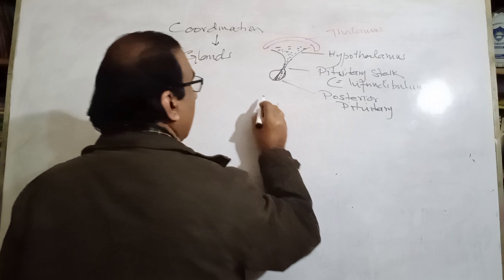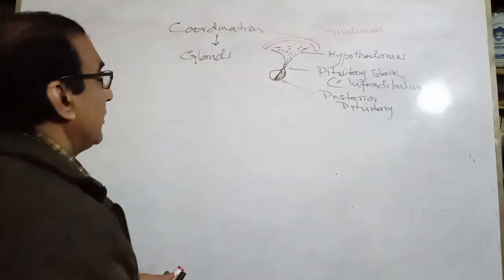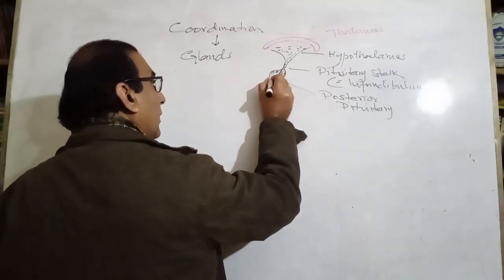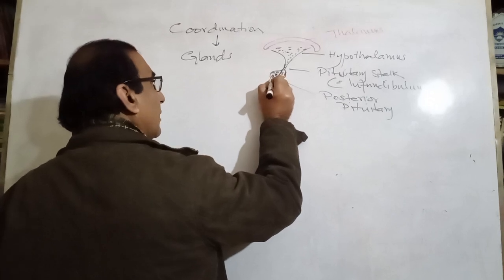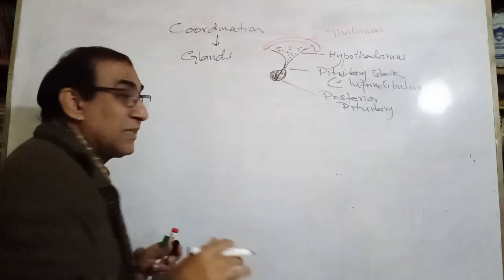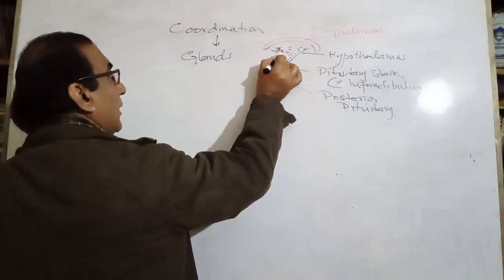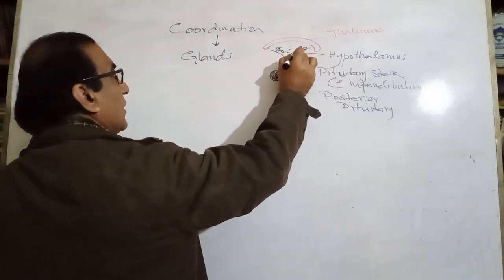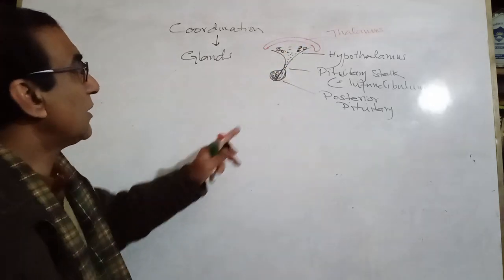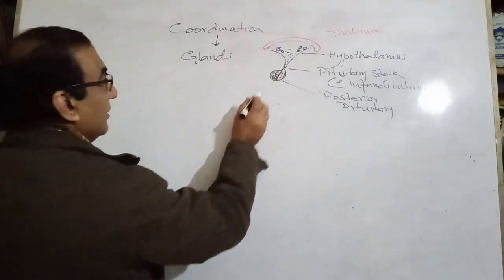Posterior pituitary. And this is the anterior pituitary. It has different types of cells in it, and those cells produce different types of hormones. Here are certain cells which are known as neurosecretory cells. They secrete the hormones, and those hormones are accumulated in the posterior pituitary gland. We'll discuss it later on.